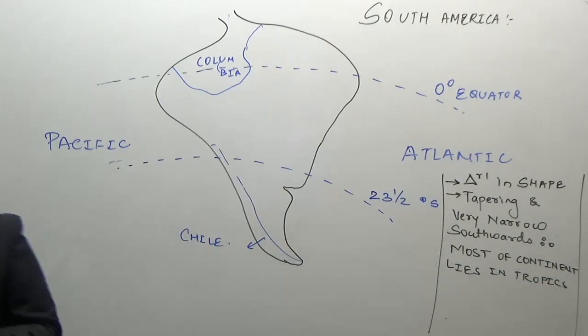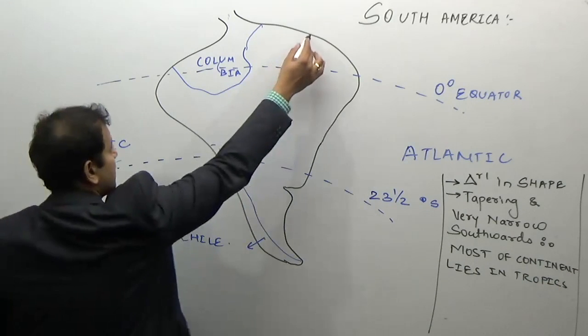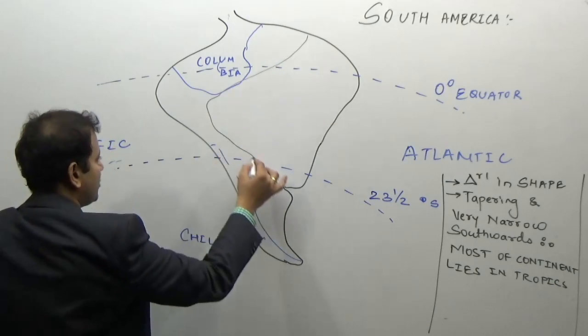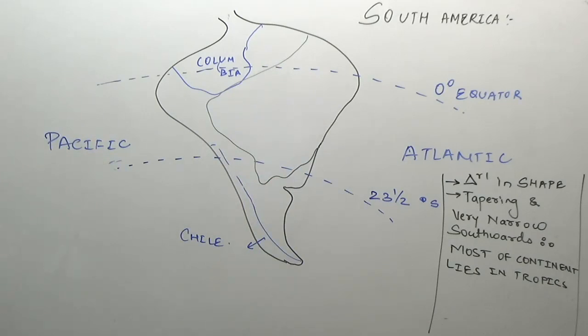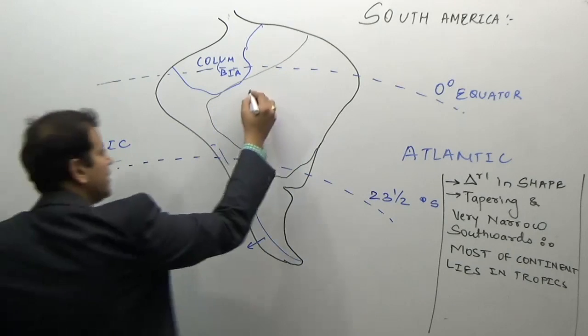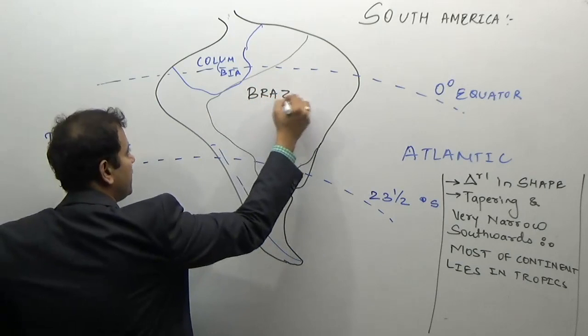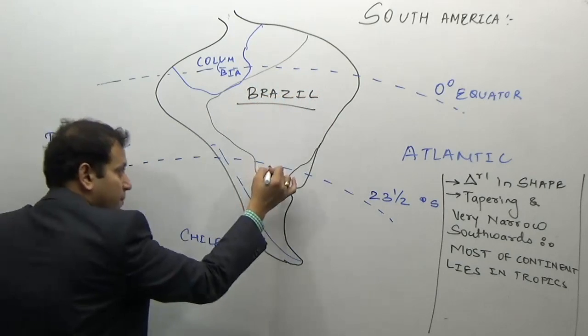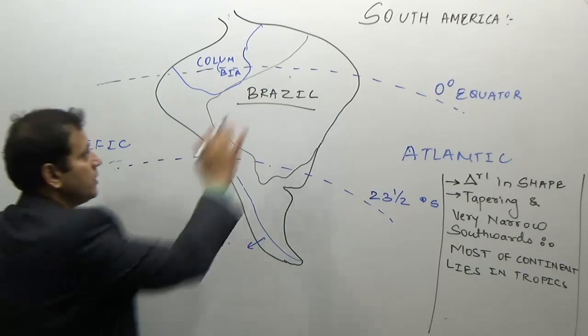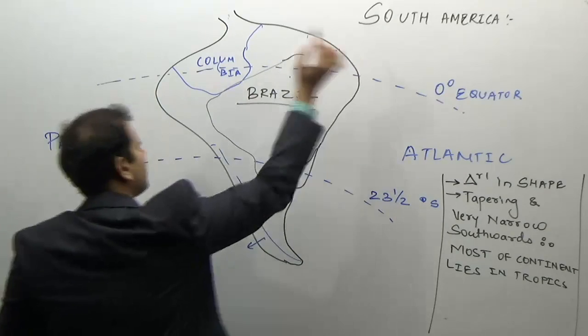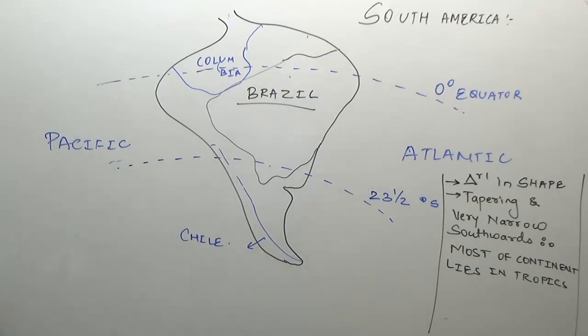Now, if you look at the political atlas, there is one country in South America, one of the biggest countries of South America, through which both the Tropic of Capricorn as well as the equator pass. The country is Brazil. Brazil is the only country in the world through which both the Tropic of Capricorn and the equator cross.